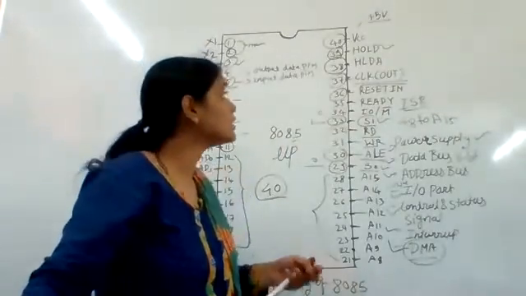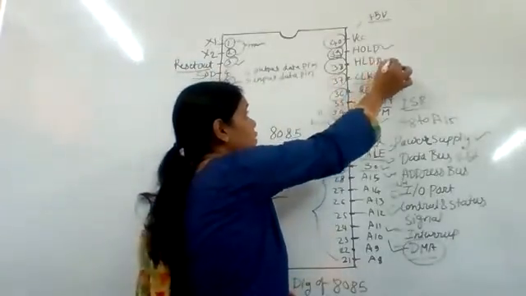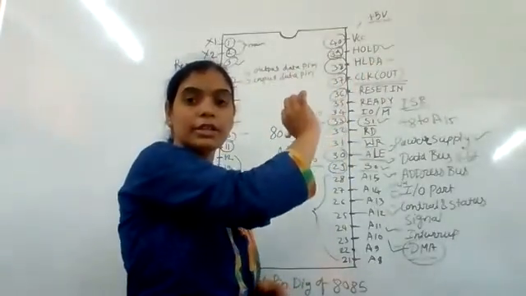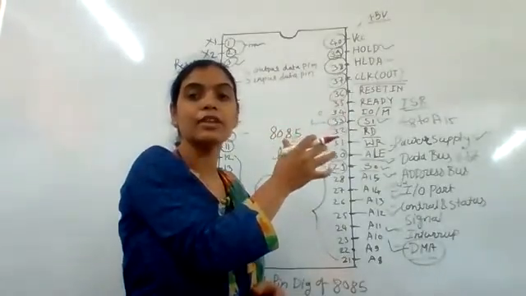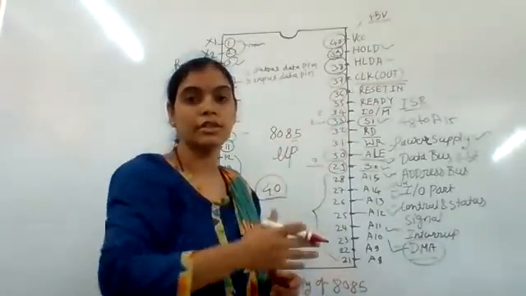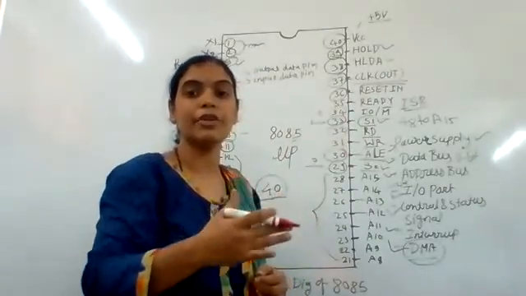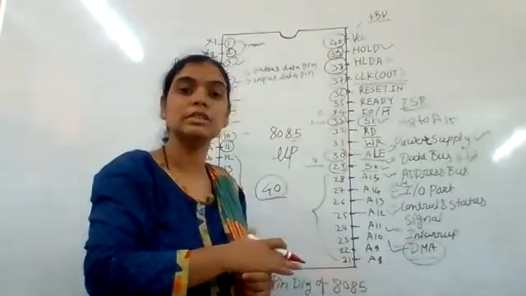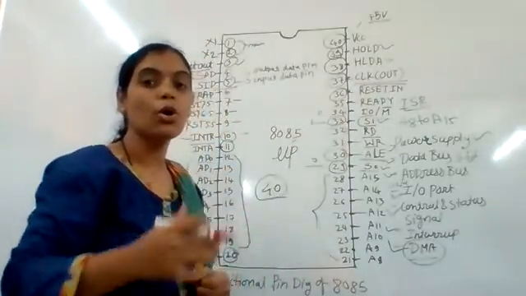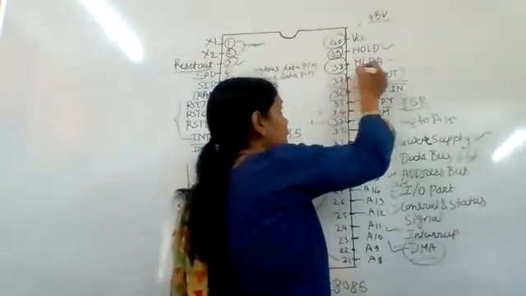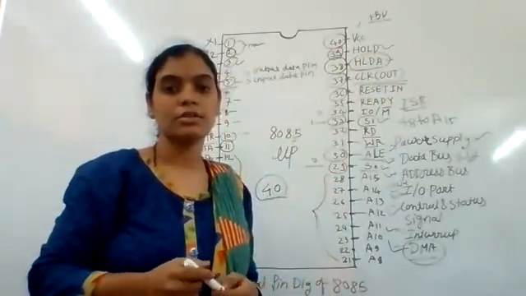Now the next pin is HLDA, pin number 38. This signal is enabled at the time when the processor gets the hold signal, and it releases HLDA, that is the hold acknowledge signal.